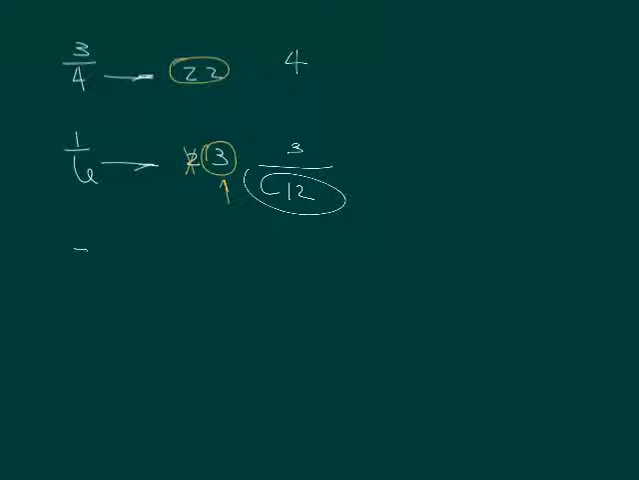Alright, let's try another one. 7 over 15, and 3 over 10. So my 15 is 3 times 5, and my 10 is 2 times 5. Okay, so let's look and see what we've got. I've got 1 3 up here. I don't have any down here. So my 3 occurs the most right there.